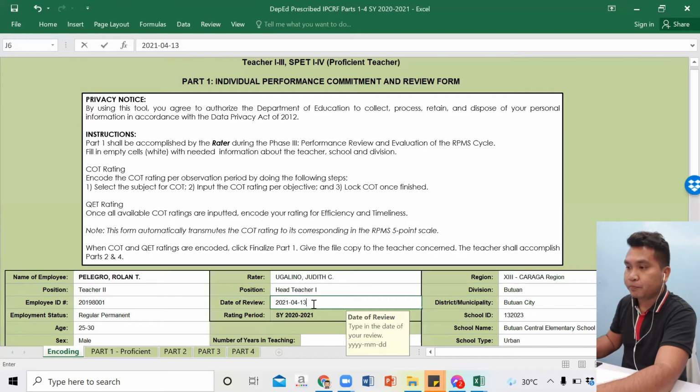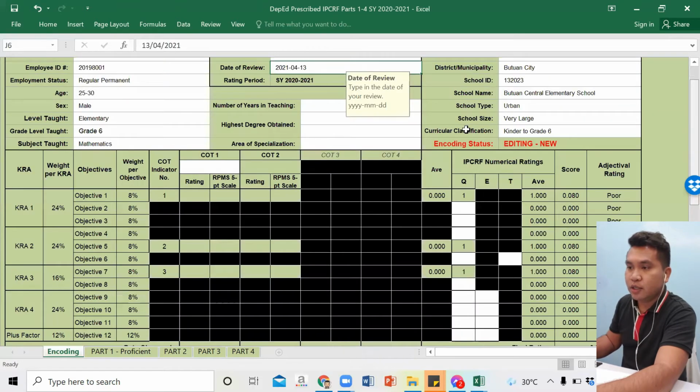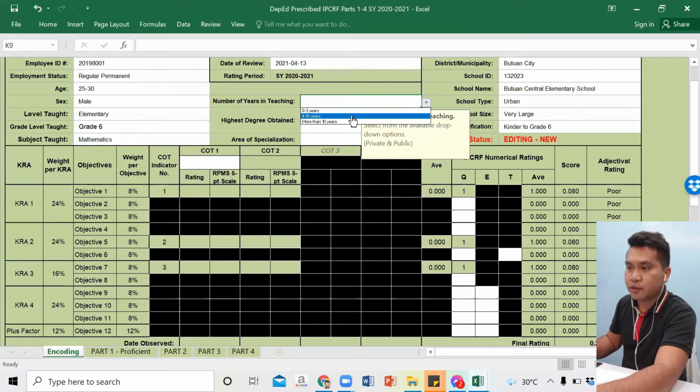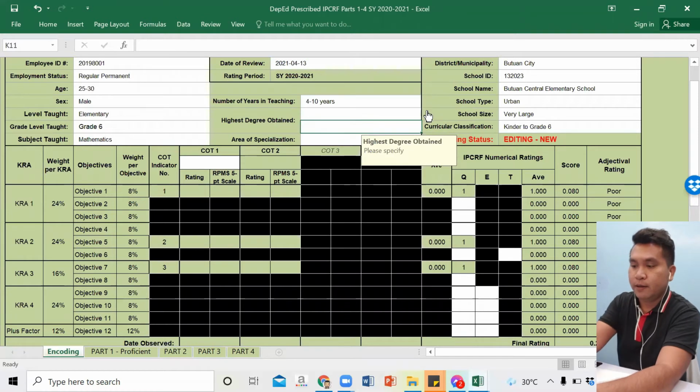Next, number of years in teaching: 35 years. Bachelor's degree, then BEEd.